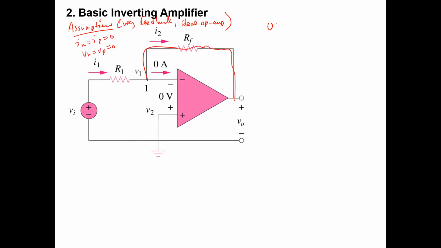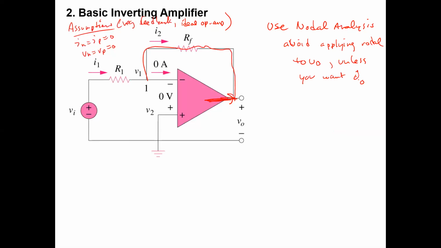And for all of these op amp circuits, we use nodal analysis to solve. In general, you want to avoid applying nodal to VO, because it's a little bit mysterious trying to figure out what's the current coming out of the op amp. But sometimes we need to find that, and in order to find that, you'll have to do nodal at that point.